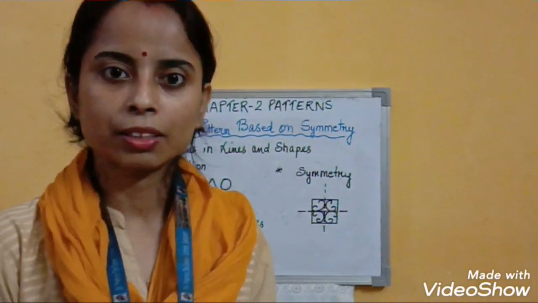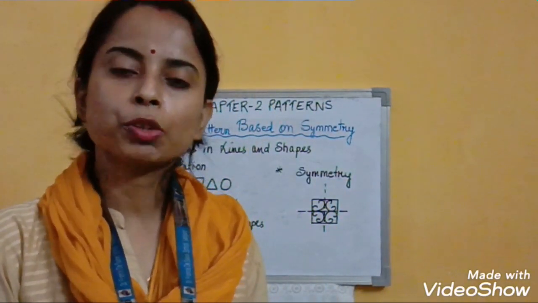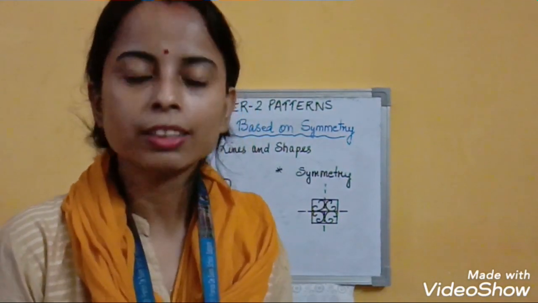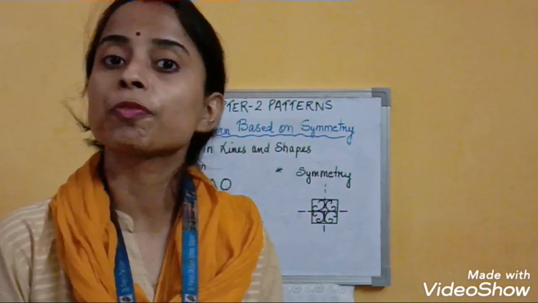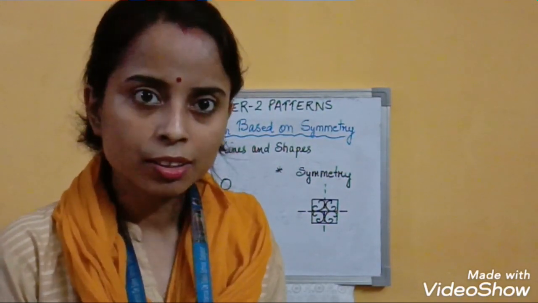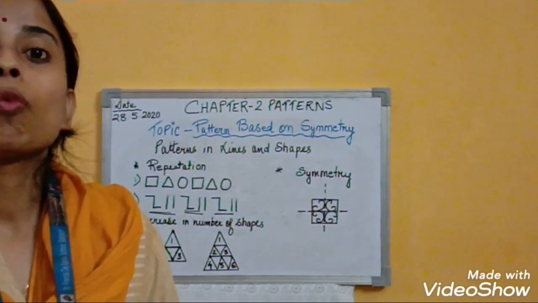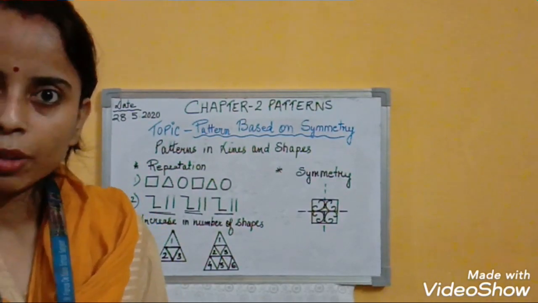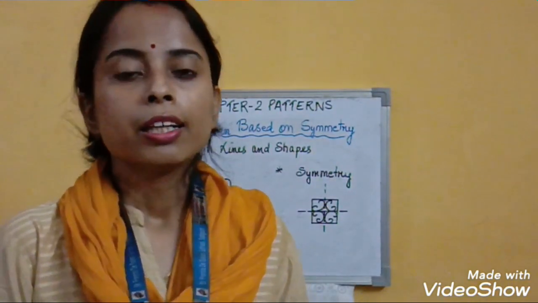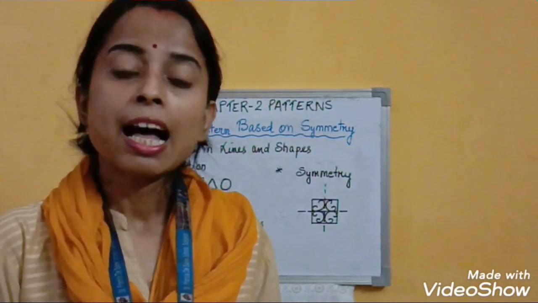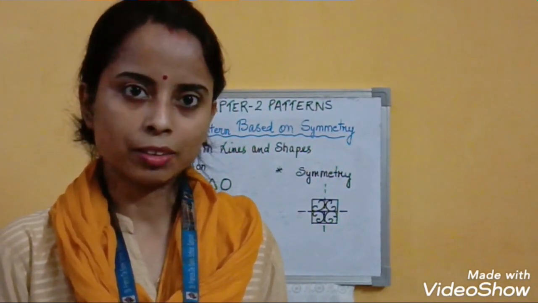So in our today's class, we are going to start our chapter 2, that is patterns. Alright? So before starting our today's class, let's give a quick recap of the things which we have discussed in our previous class. So in our previous class, what we have learned? We have completed our chapter 1, that is shapes, where we have learned about circle and its parts, reflection and symmetry. We have learned about what is a line of symmetry, the axis of symmetry, right? So in our today's class, we will start another new chapter that is called patterns.